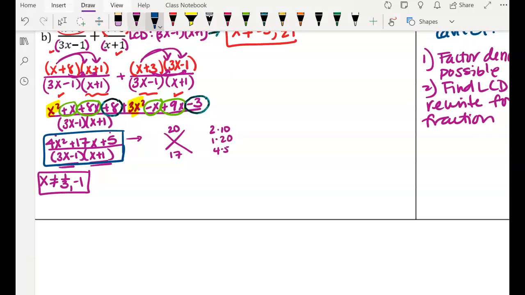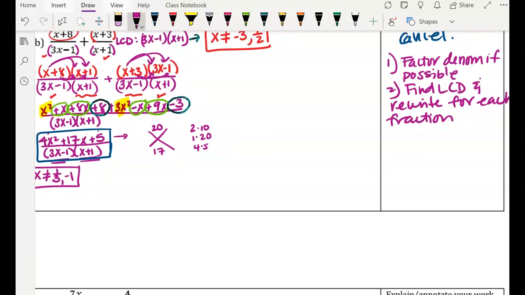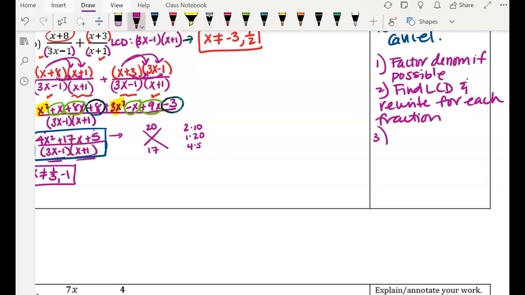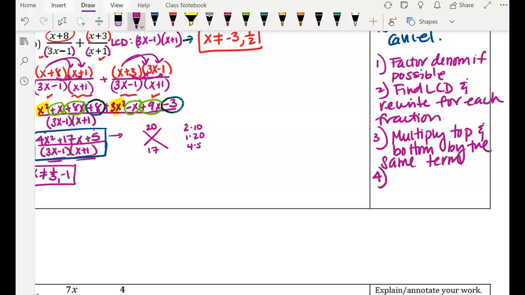So find the LCD, okay? And rewrite for each fraction. Step number 3, whatever you multiply to the bottom, multiply to the top. Multiply top and bottom by the same term. Step number 4, as you can see, after that, you just add the top. Add numerators.